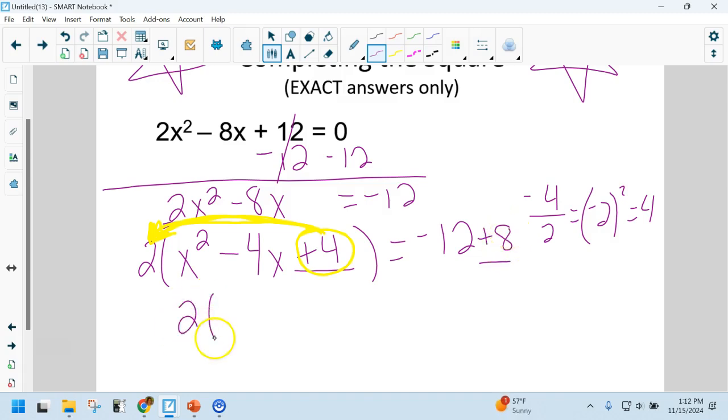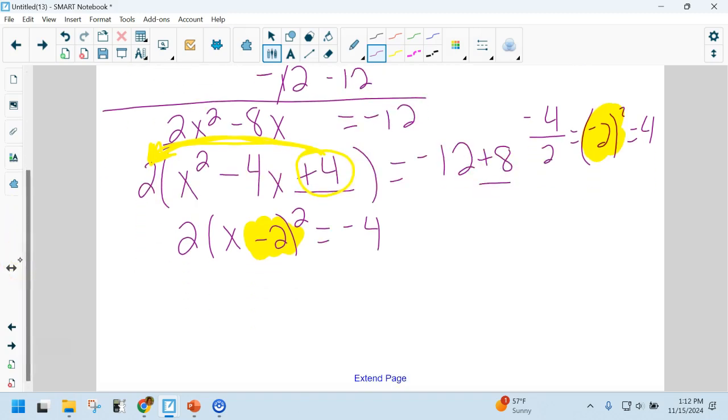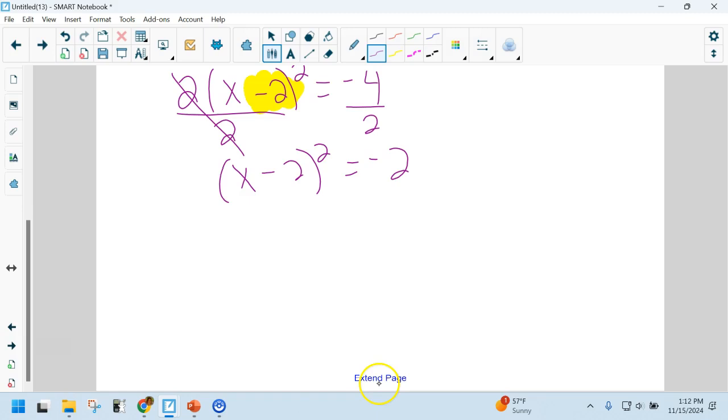The rest of the process stays pretty much the same. Whatever we had over here is still going to go in my parenthesis down here, which is a -2 squared. And then -12 plus 8 is -4. Remember, though, at the beginning of the notes, to get this, before we can square root, we have to get the squared part alone. So I have to divide by that 2 to get this alone. And then I can square root both sides.